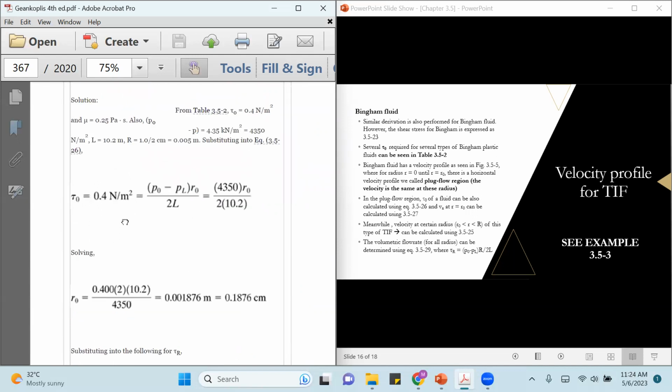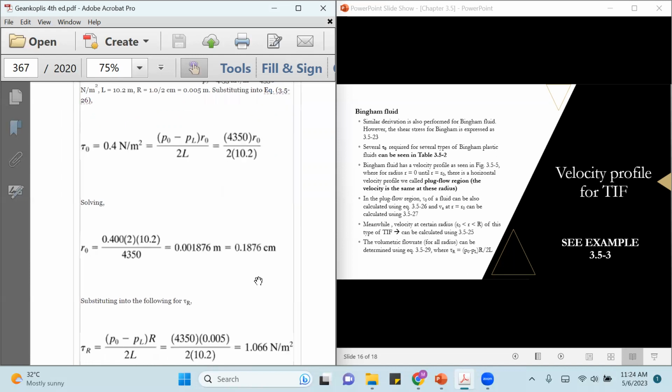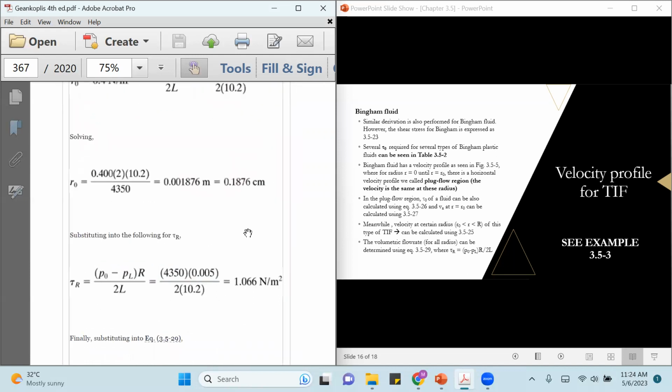So he puts 0.4 here as tau O, and then tau O is actually equal to delta P times RO over 2L. Delta P we know from the problem here. L we know from the problem also. Then we can find RO. It is here.